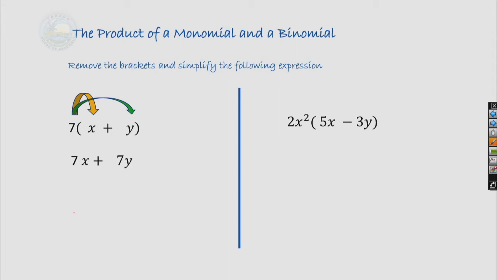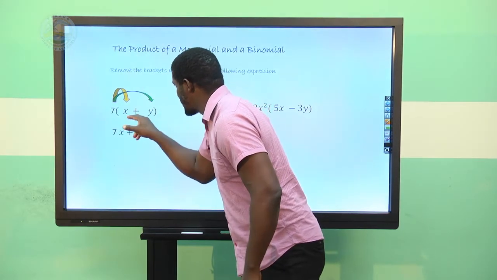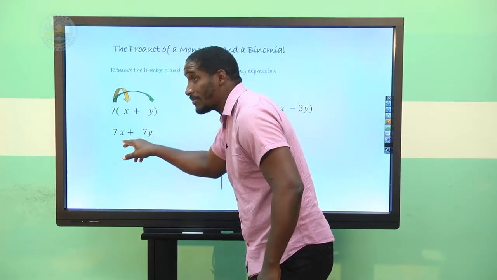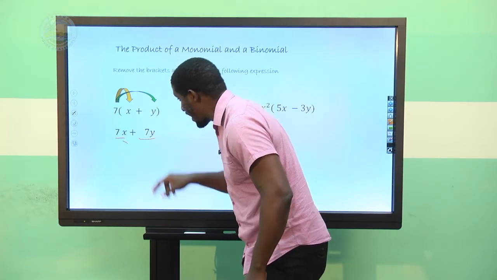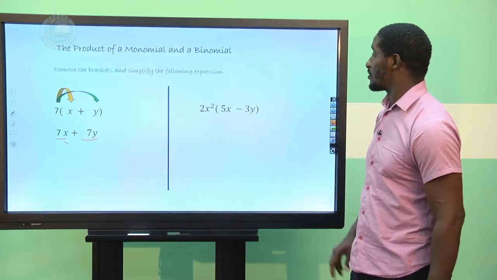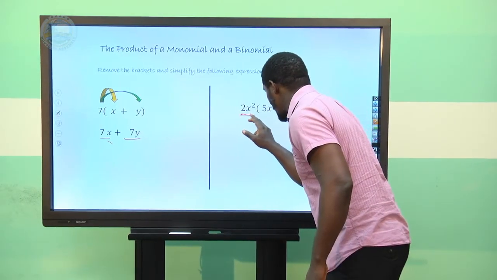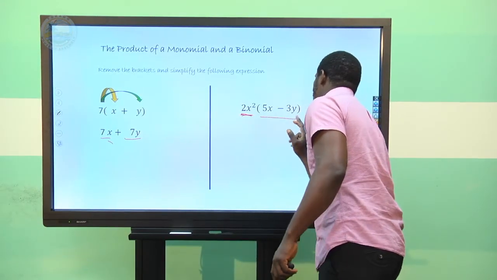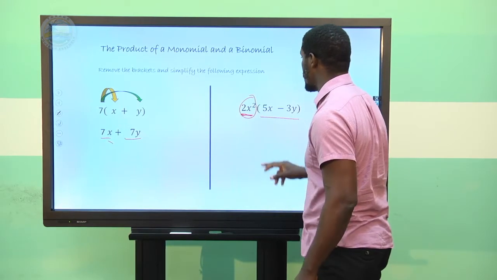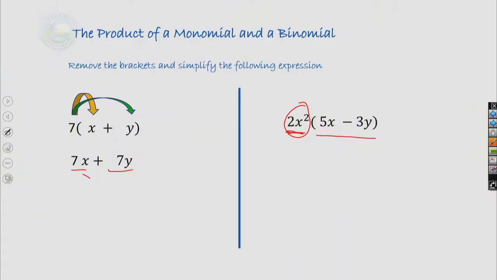Again, whatever is outside of the brackets, utilizing the distributive property, is being multiplied by everything that's on the inside of the brackets. Recall that in the first example, we said that it was 7 times x and then 7 times y. 7 times x is simply written as 7x. 7 times y is written as 7y. So here, now, it's 2x squared, and the 2x squared has to be multiplied by this bracket. This 2x squared has to be distributed to everything inside of that bracket. So the 2x squared has to be multiplied by the 5x, and the 2x squared has to be multiplied by the negative 3y. What is that going to give us?